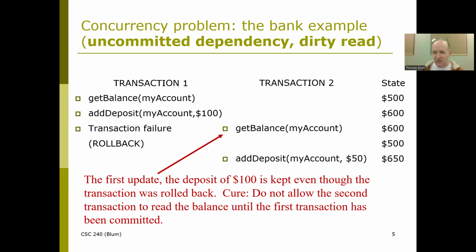But in the meantime, transaction two gets the balance and sees it as 600. And the first transaction, with the counterfeit money or what have you, has to be rolled back, putting us back at 500. But the second transaction started and got the balance at 600 and added $50 and shows up as 650. Okay, so again, whether a transaction succeeds or fails, two transactions can interfere with each other, especially if there's both reading and writing of the same data.